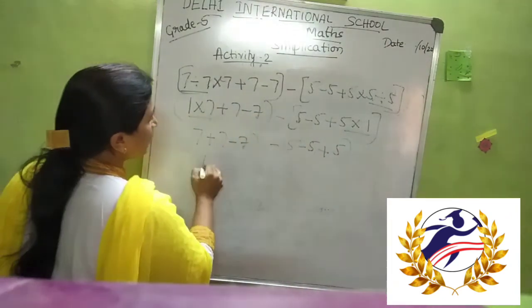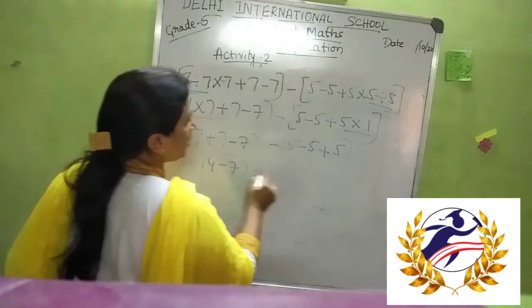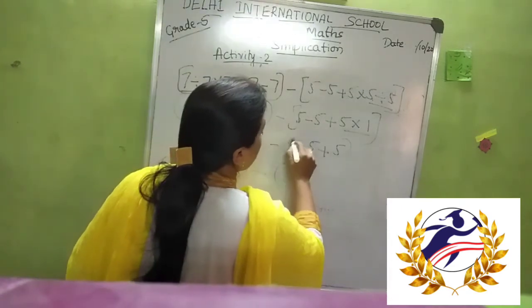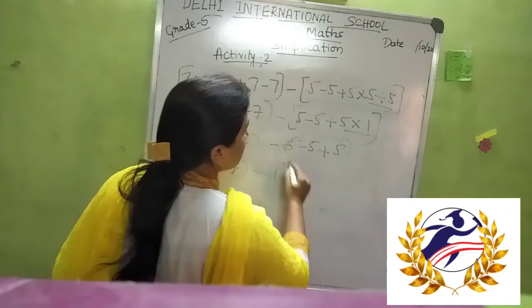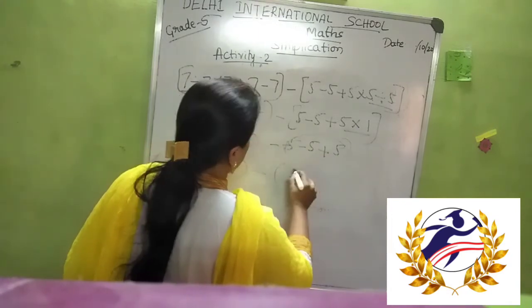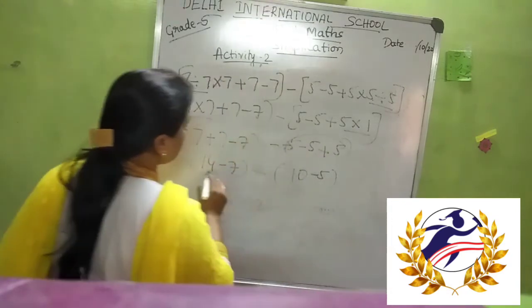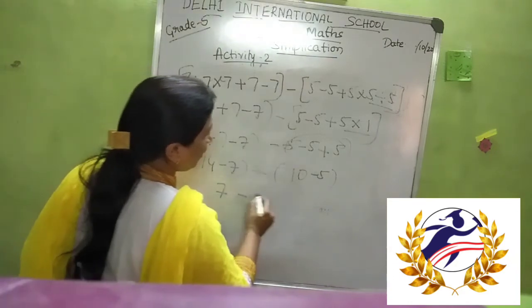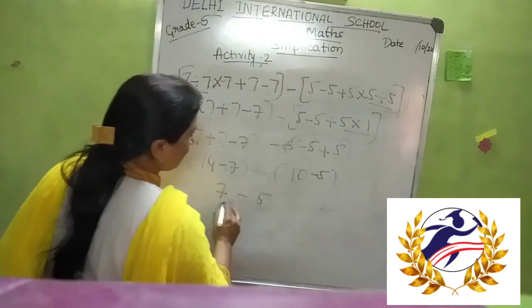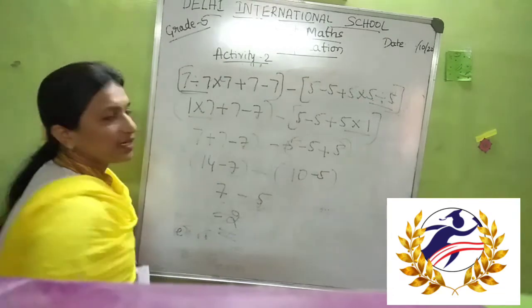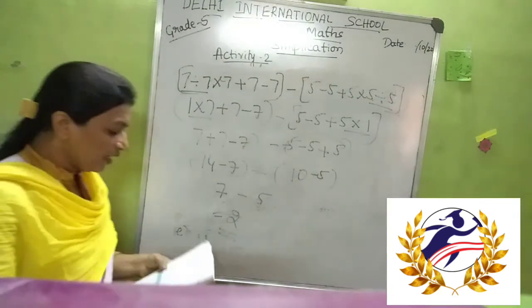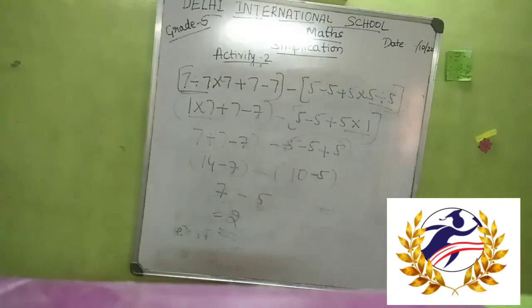Then 7 plus 7 is 14, minus 7 I will get. So here 5 plus 5, both are having plus plus. That's why 5 plus 5 is 10. So 10 minus 5 I will get. 14 minus 7 is 7, 10 minus 5 is 5, 7 minus 5 is 2. So the last answer I got is 2. Okay, so this is about this problem.